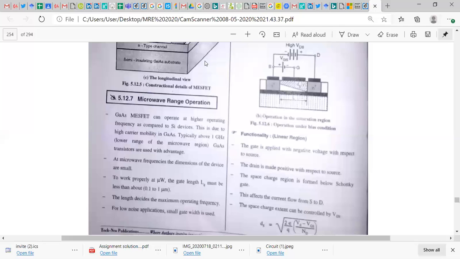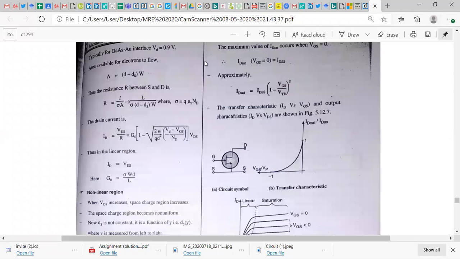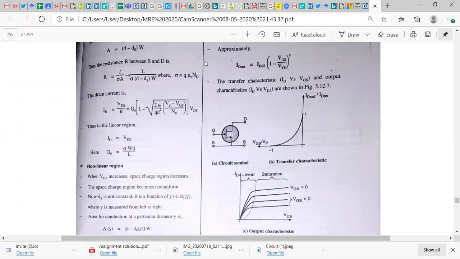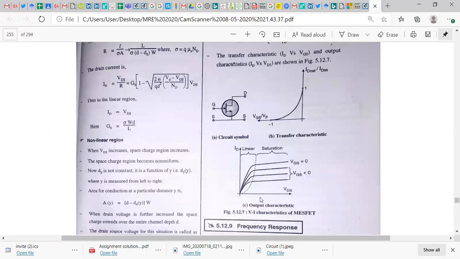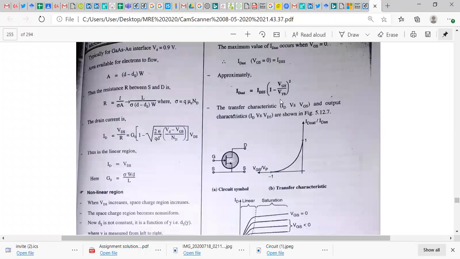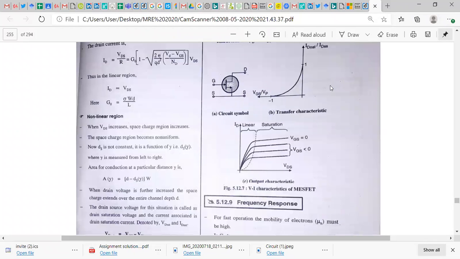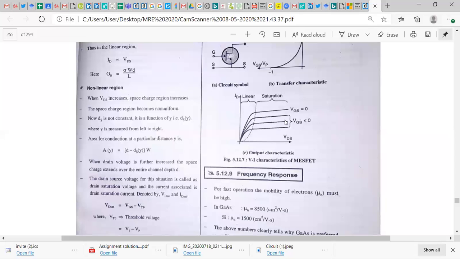Its functionality depends on the drain to source voltage and drain current characteristics, the output characteristics. The drain current is given by IDSS into (1 minus Vg by Vt0) the whole square, where Vt is the threshold voltage. It is the threshold voltage above which the depletion region will start forming. This characteristic is similar to the output characteristics of BJT, VCE versus IC.